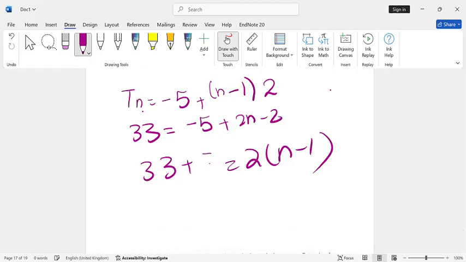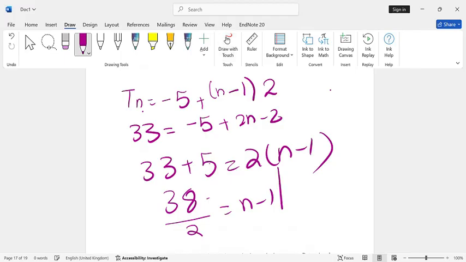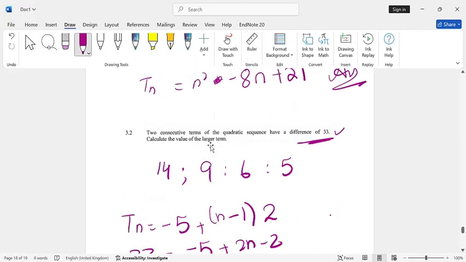We have over here 5 and it becomes 38. And we take 2 divided by 2, we have n minus 1. So we get the value of n, 19, and this minus 1 is plus 1. So we get n equals to 20. All right. So this is our answer.